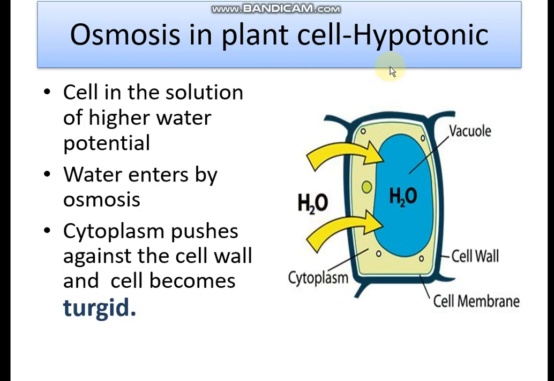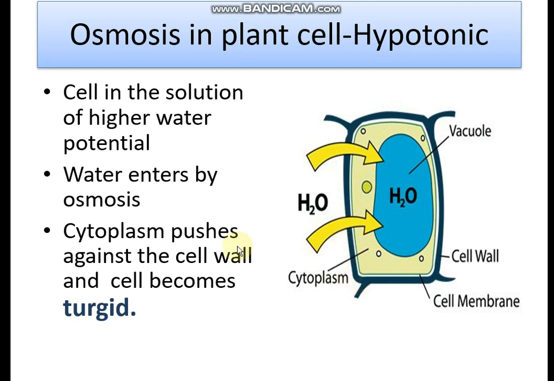Now when it comes to hypotonic conditions, it means there is higher water potential outside. The cell is in the solution of higher water potential. So water will enter the cell by the process of osmosis, and as a result the cytoplasm pushes against the cell wall due to turgor pressure, and we say that the cell will become turgid. You can keep the example of a balloon. When we fill air in the balloon, it swells, and this is called turgid.